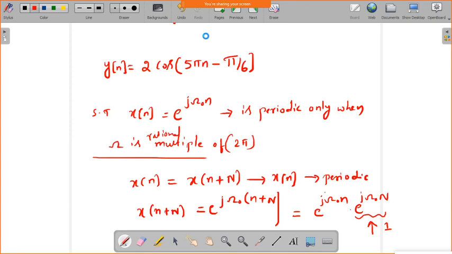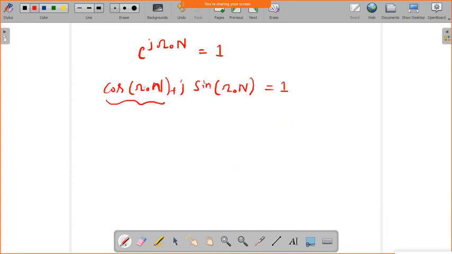So the complex exponential can be expressed, as we already know, as cos of omega naught N plus j sin of omega naught N, which is equal to 1. Now this equation will become 1 when omega naught N is an integer multiple of 2 pi, and then the sine term will become 0.